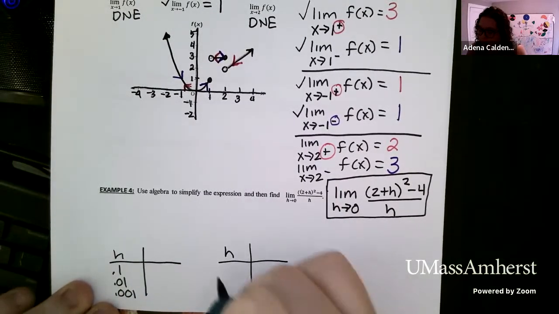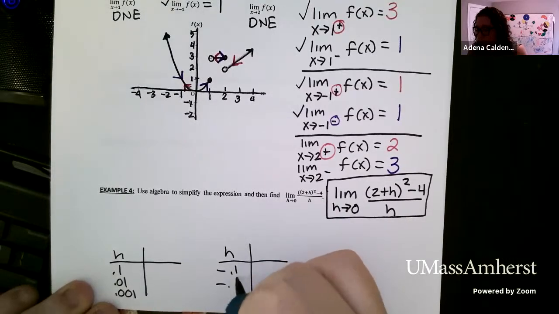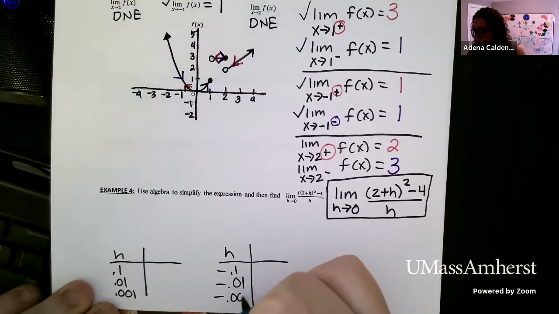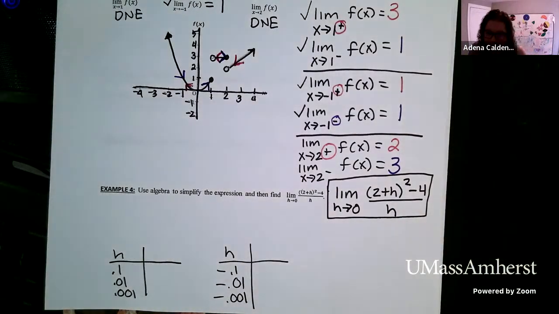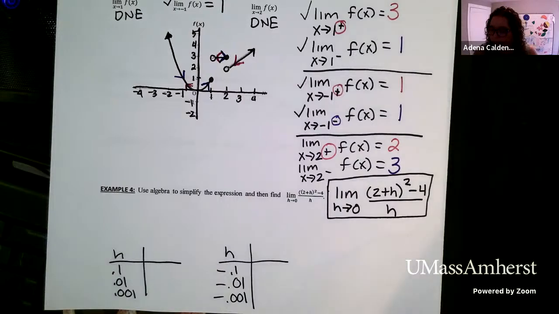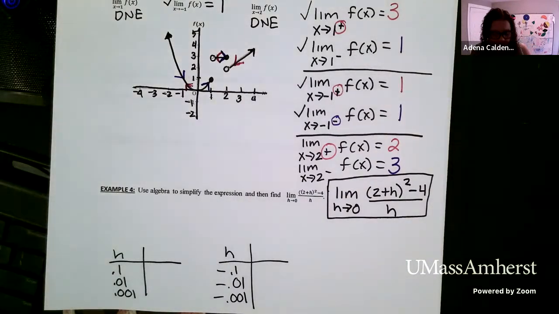And then also -0.1, -0.01, -0.001, and see if the limit from the left and the right are the same, right? And then we'll know if the full limit exists, okay? So I'm going to give you about 2.5 to 3 minutes.